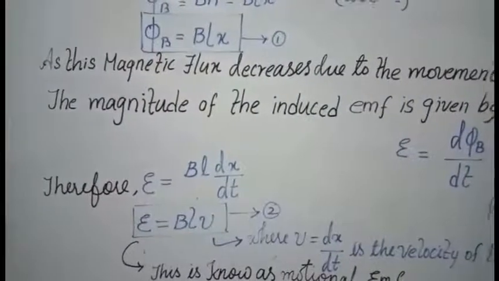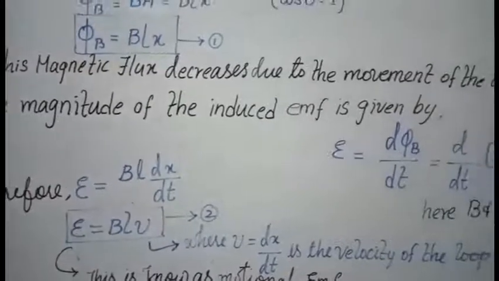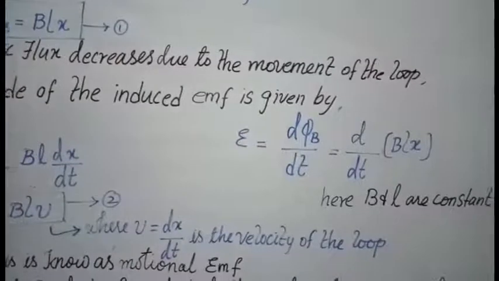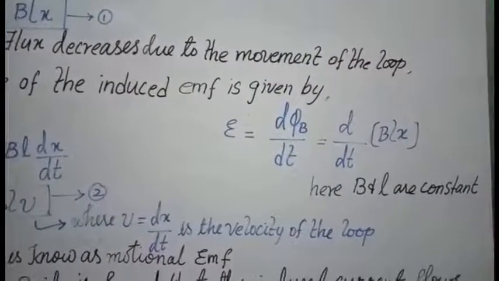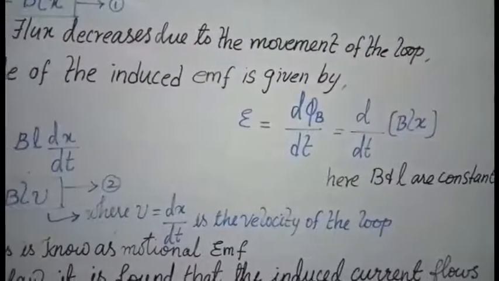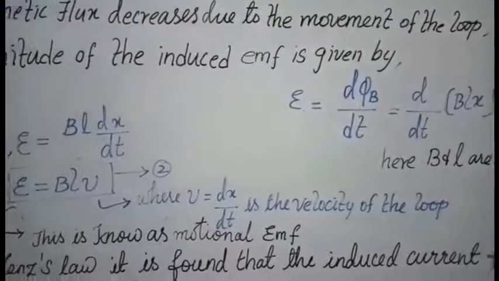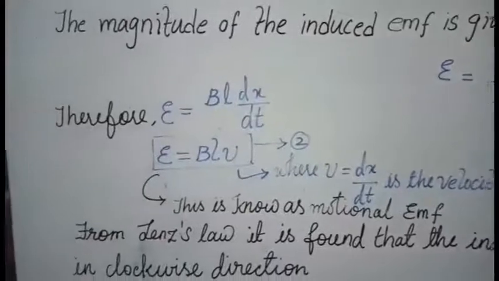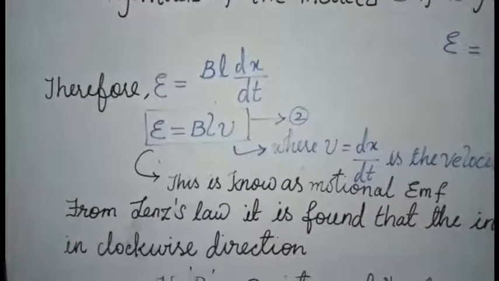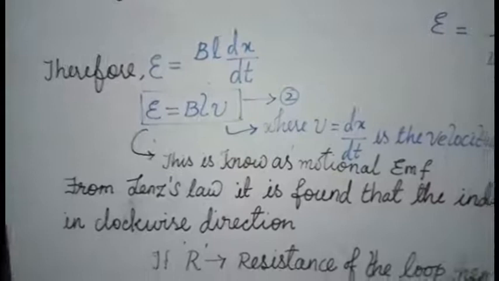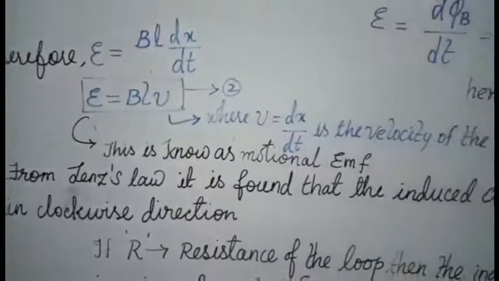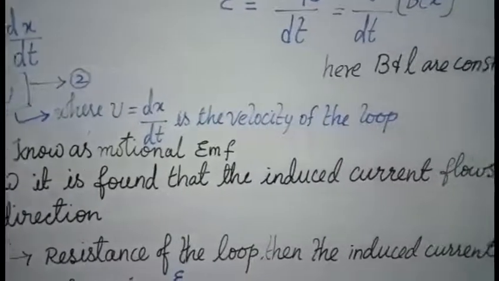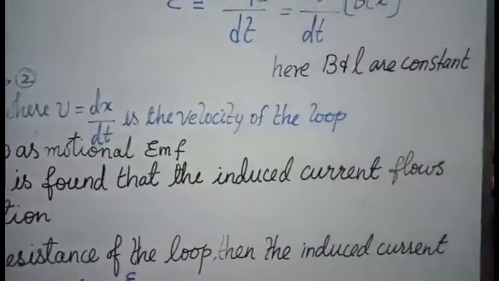As this magnetic flux decreases due to the movement of the loop, the magnitude of induced EMF is given by E is equal to d phi B divided by dt, that is equal to d by dt into B L x. Here, B and L are constants. Therefore, E is equal to B L dx by dt. dx by dt is equal to velocity. E is equal to B L V, where V is equal to dx by dt, the velocity of the loop.